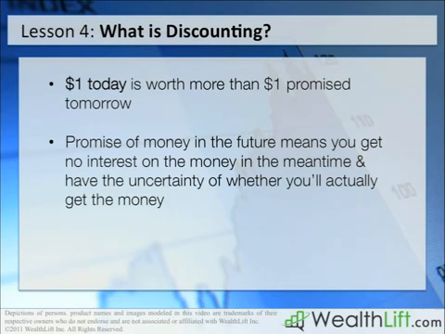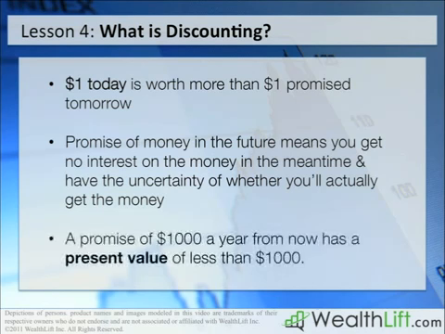Being promised $1,000 in a year's time means not earning interest on the money, and also means you're taking on the uncertainty of whether or not you'll actually get the money. The promise of $1,000 a year from now is worth less than $1,000 today. It has a present value of less than $1,000.